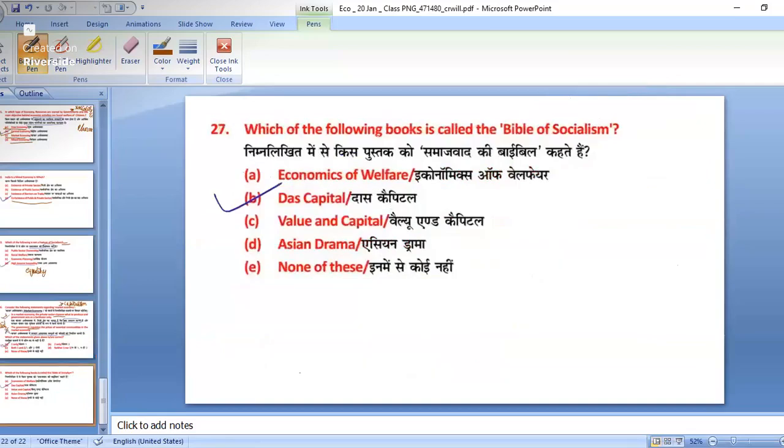Then which of the following books is called the Bible of Socialism? There we saw which book that is: Das Kapital, the Bible of Socialism. So these are all important things regarding the types of economy, and we have seen all those questions.